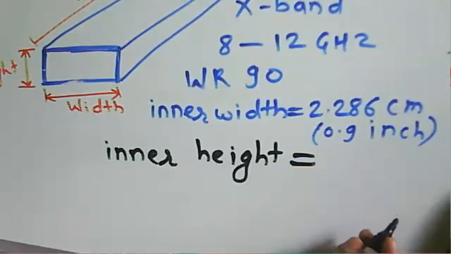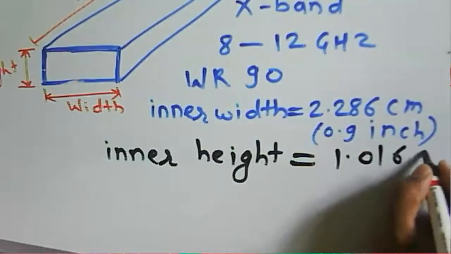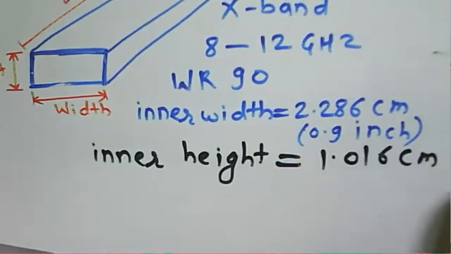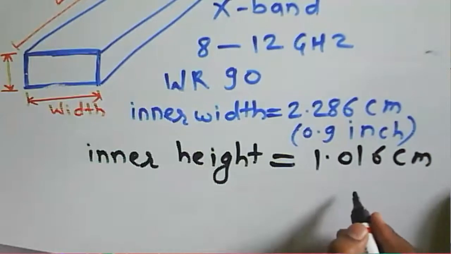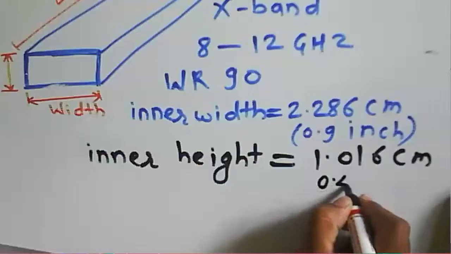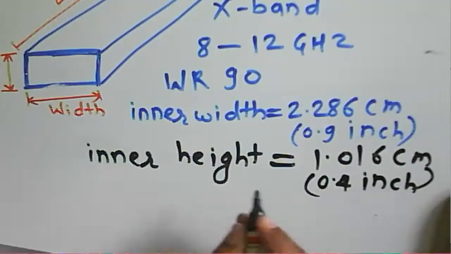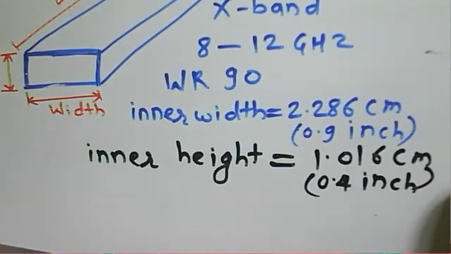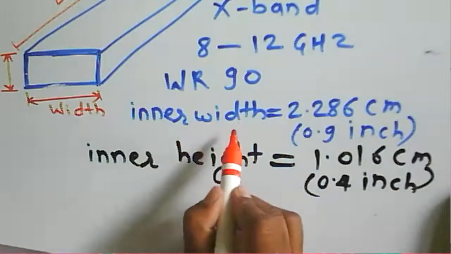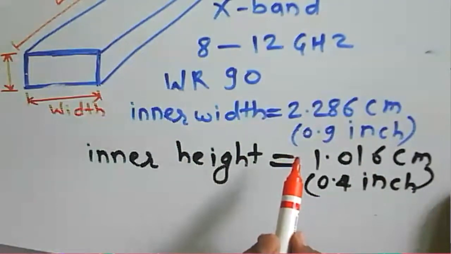Inner height is equal to 1.016 centimeter, or we can say that 0.4 inch. And if we see the outside dimensions for the WR90 standard, so this is about the inner one. So if we talk about the outer dimensions, what are they?